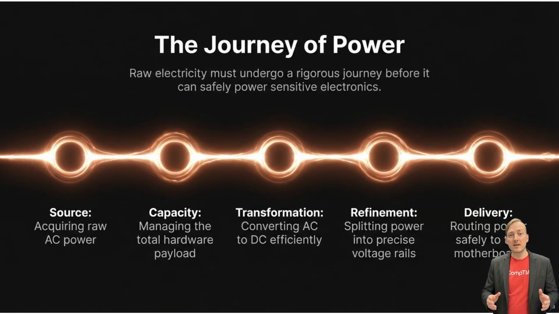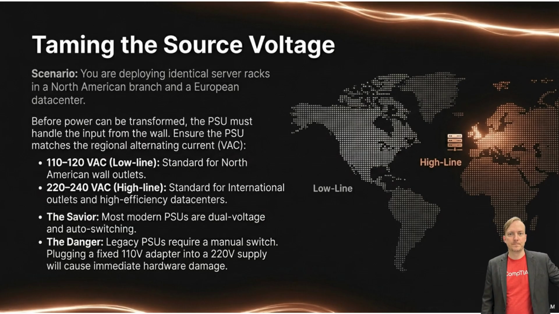Raw electricity must undergo a rigorous journey before it can safely power sensitive electronics. Think of this in 5 distinct steps. First is the source, acquiring raw AC power from the wall. Second is capacity, managing the total wattage payload of your hardware. Third is transformation, converting that AC power into DC power efficiently. Fourth is refinement, splitting that DC power into precise voltage rails. And finally, delivery, routing that power safely to the motherboard and peripherals. Let's look at the source.